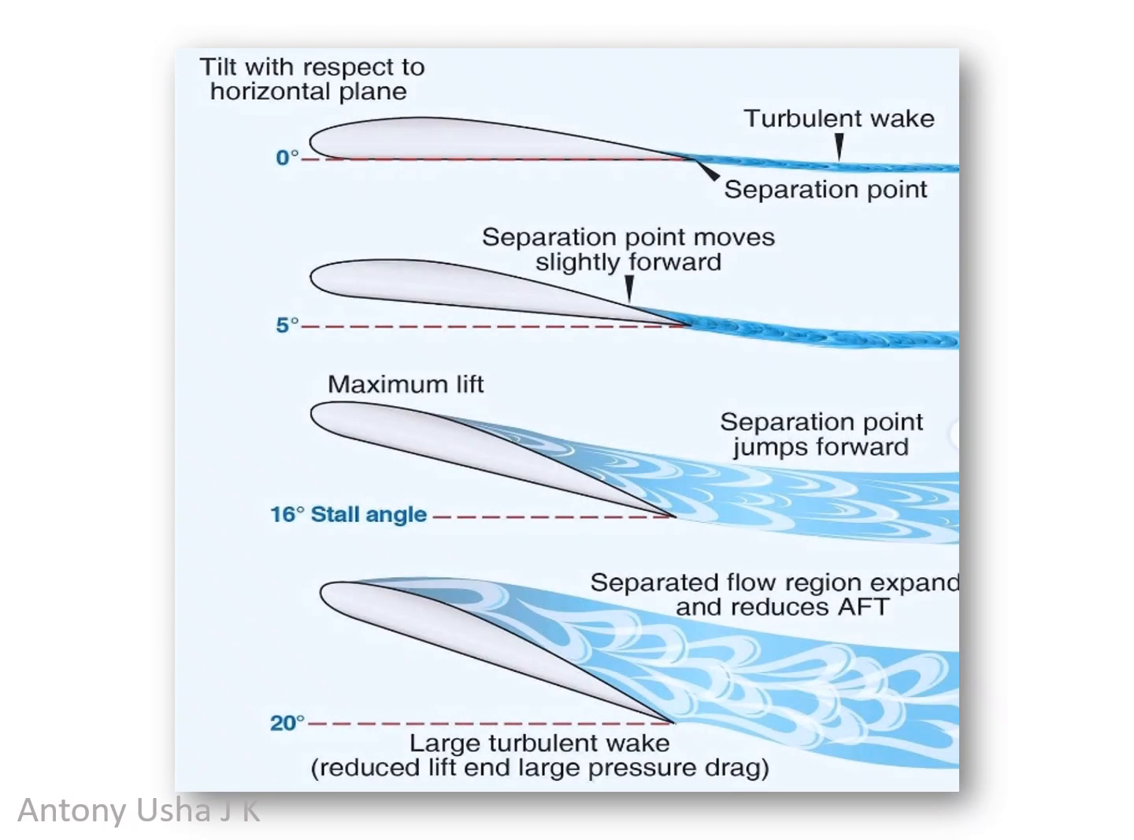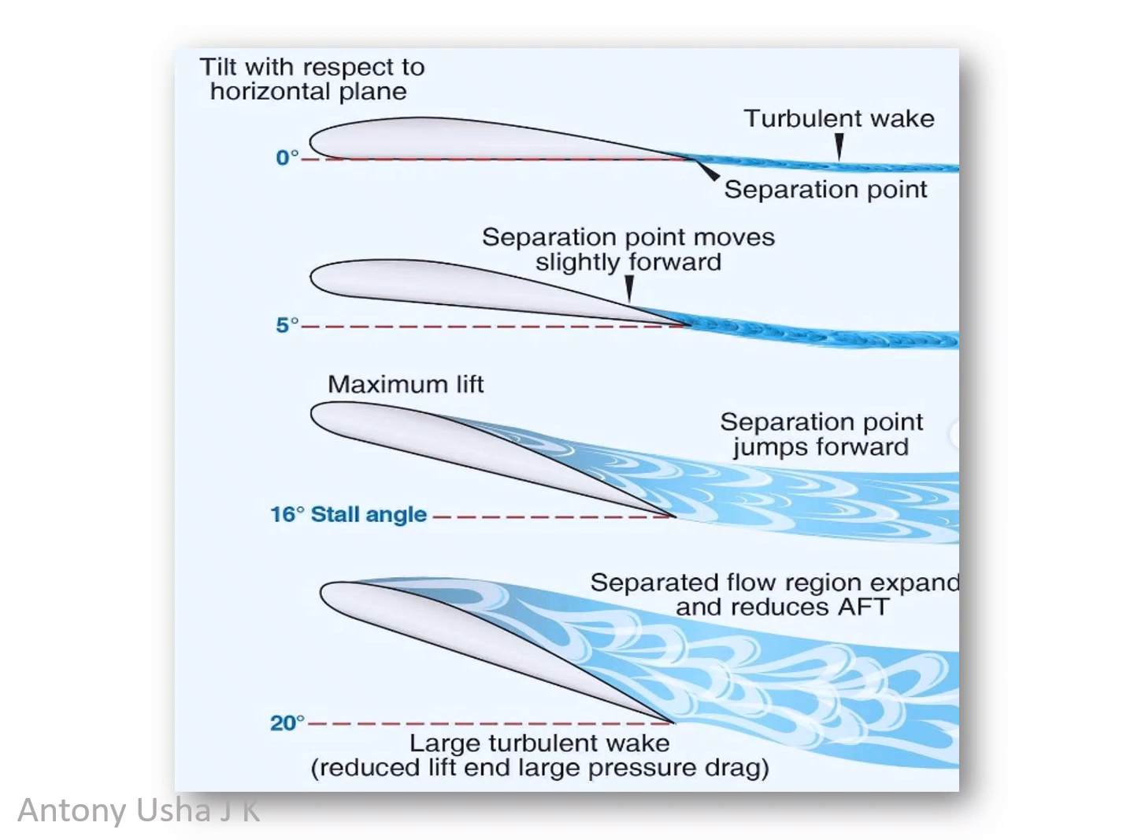This diagram shows how airfoil behavior changes with increasing angle of attack. At 0 degrees, the airflow is smooth with a small turbulent wake behind the trailing edge, so lift is generated efficiently and the drag is minimal. At 5 degrees, the separation point moves slightly forward. That is, the lift increases as more air is redirected downward, but the wake also grows.